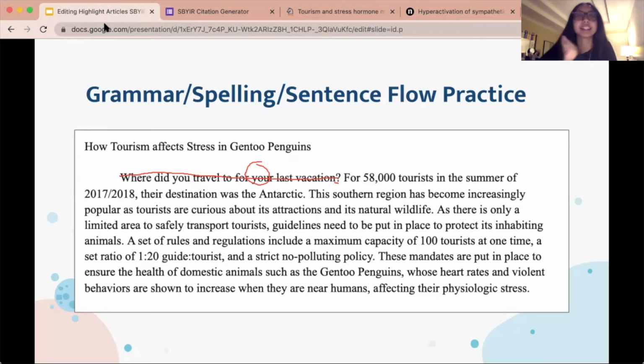Wait, sorry, Megha, if I can interrupt. I think she means in the title, how tourism affects. Okay, yeah, it should be capitalized. Right. We want to make sure that everything in the title is capitalized. That's a very good thing to point out.